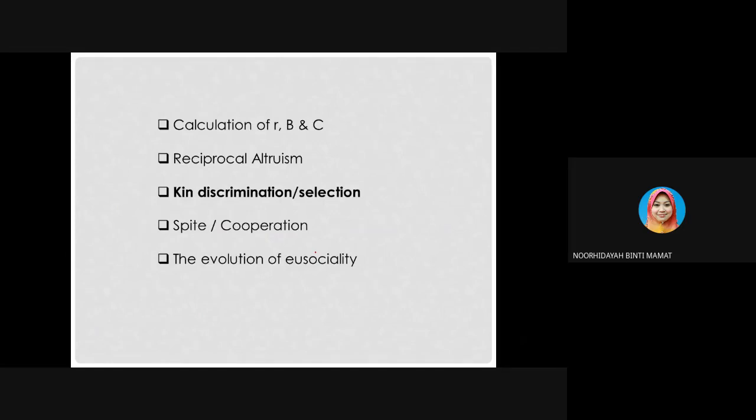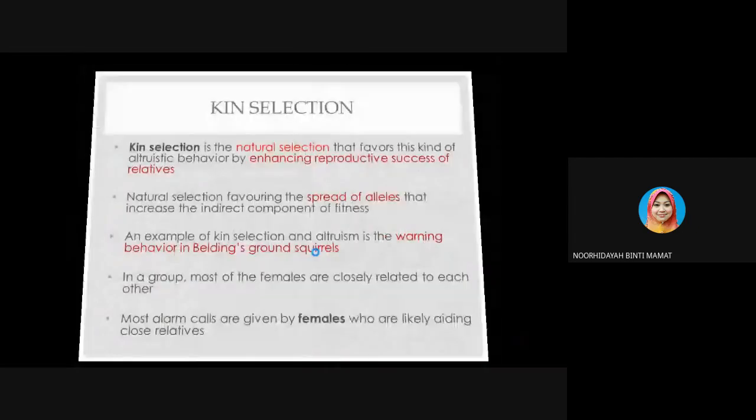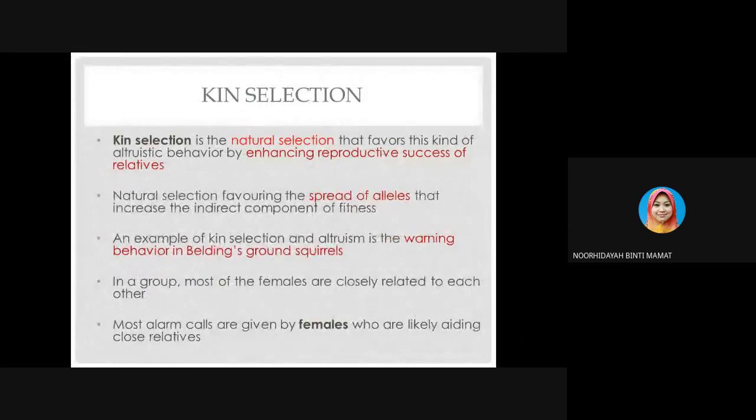So we move to the third subtopic, which is kin discrimination and kin selection. Kin selection is natural selection that favors this kind of altruistic behavior by enhancing the reproductive success of relatives. It is natural selection favoring the spread of alleles that increase the indirect component of fitness. Fitness refers to survival rates or reproductive success.